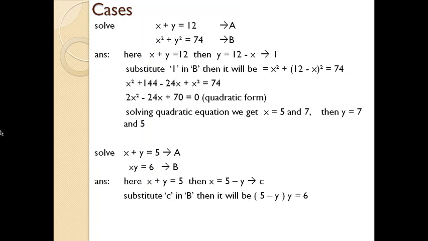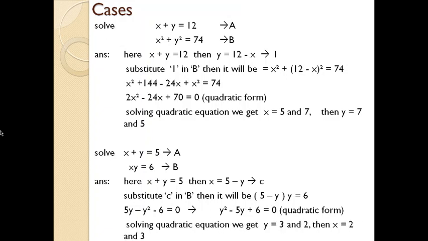Then you will get 5 minus y into y equal to 6. That is 5y minus y square minus 6 equal to 0. You have to make necessary changes in the terms so as to arrive at a quadratic form. Now you received y square minus 5y plus 6 equal to 0. By using the quadratic equation, you will arrive at y equal to 3 and 2. Substitute the values of y, that is 3 and 2, in equation C, and you will arrive at x equal to 2 and 3.